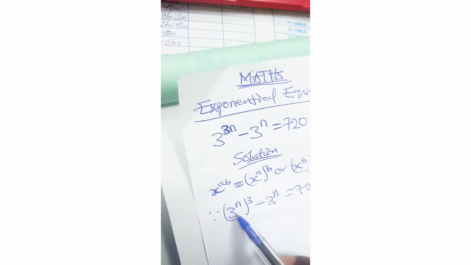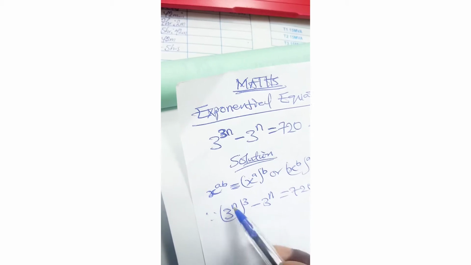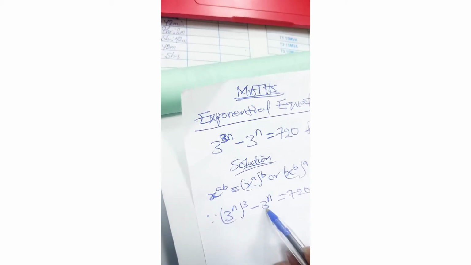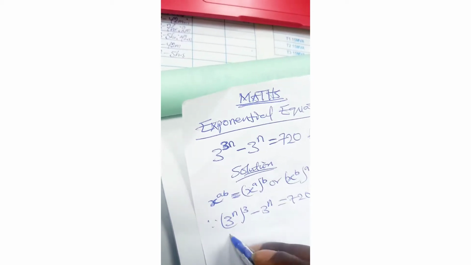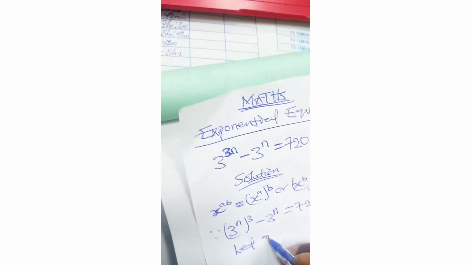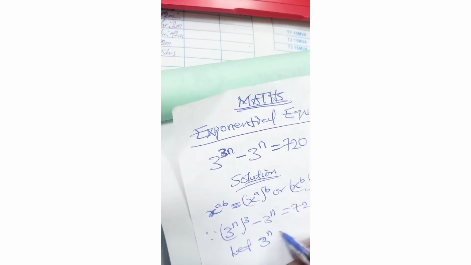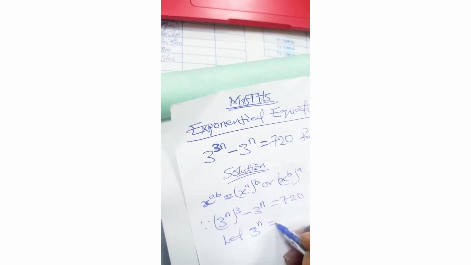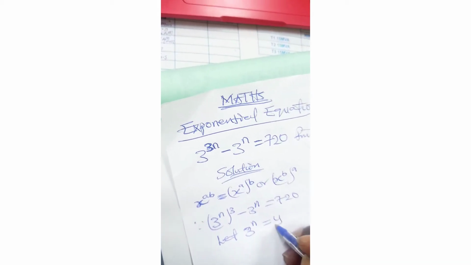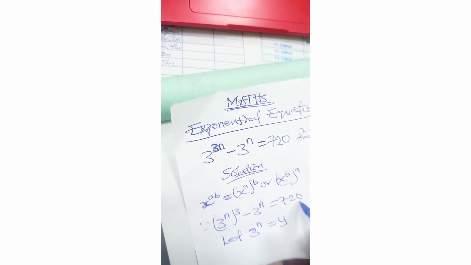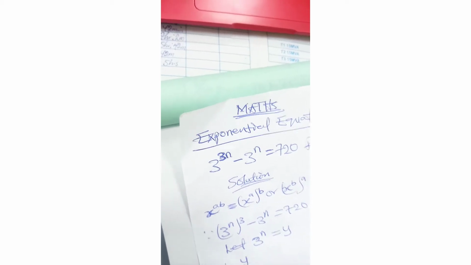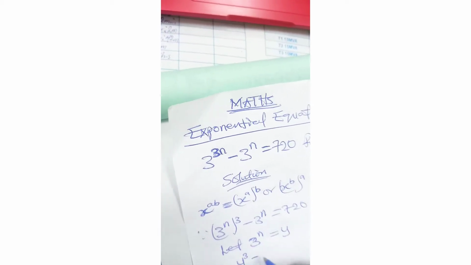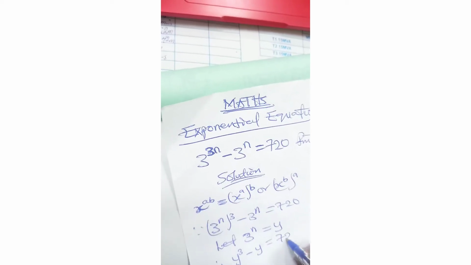Now, if you look at this, you realize that 3 raised to power n appears here and also appears here. Since it appears in both places, let 3 raised to power n be equal to, let's choose a letter, y. Therefore, in this equation we are going to replace 3 raised to power n with y. Therefore, we are going to have y raised to power 3 minus y is equal to 720.